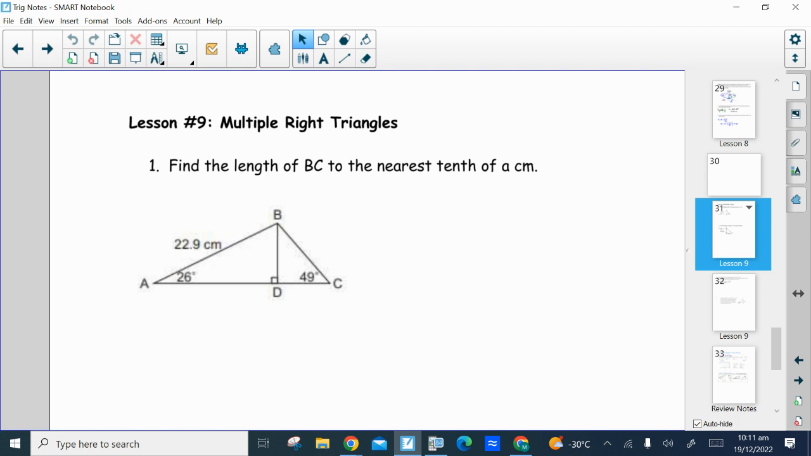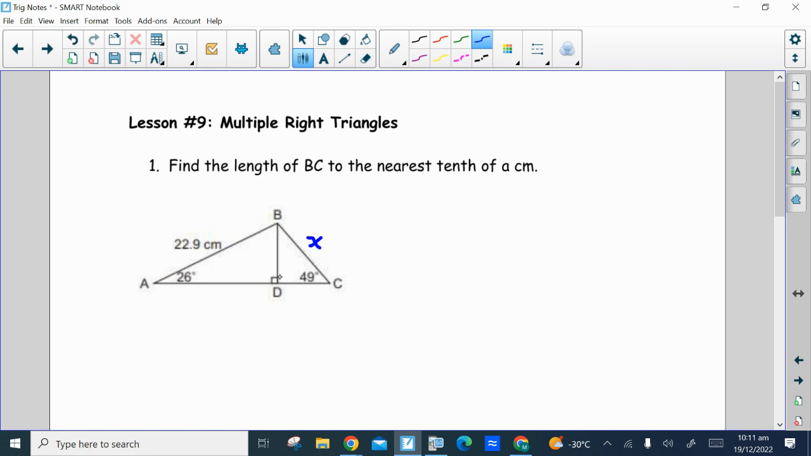So this first question wants us to find the length of BC, the length of the side that goes from B to C, which we'll label as X. Right now, we only have one piece of information in that triangle that we can use, and that is that 49-degree angle. We need at least one other piece of information. We need at least one side of that triangle. And we can find the length of BD using the triangle on the left. Using the triangle on the left, we can find BD, which I've labeled as Y, and then once we have that, we'll be able to find X.